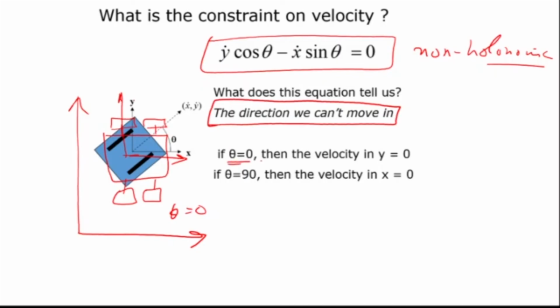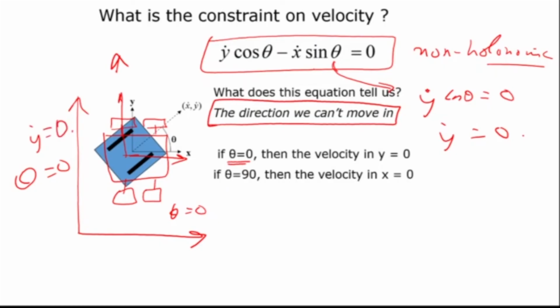Now, if theta is equal to 0, then velocity in y direction is equal to 0. In this equation, if I put theta equal to 0, this term will become 0, and what we get is y dot cos theta is equal to 0. That means y dot is equal to 0, the velocity in the y direction, which is this side, is 0. That's what it is saying. That means it can't go sideways.